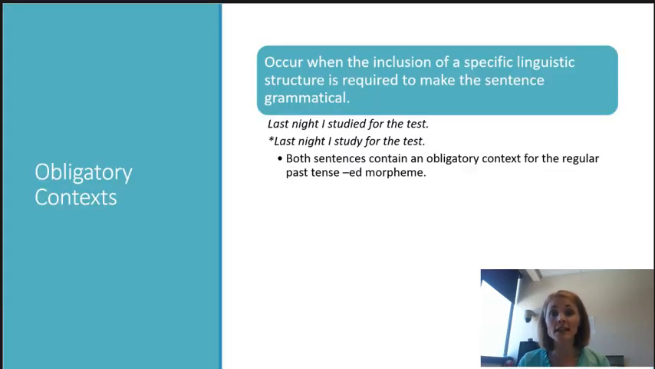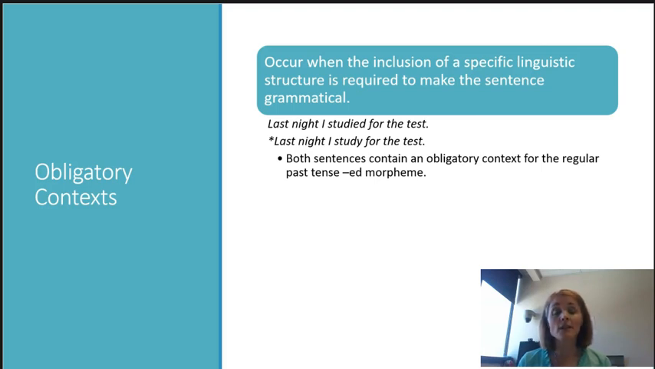So an obligatory context is when a certain grammatical structure, like a morpheme, is required to make the sentence grammatical. So in this example, "Last night I studied for the test." We can say that that is an obligatory context for the past tense -ed morpheme. And in the second sentence where it's left out, "*Last night I study for the test," that would also be an obligatory context. So both of these sentences contain an obligatory context for the regular past tense -ed morpheme.